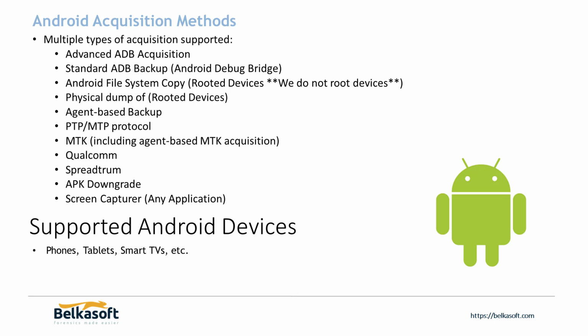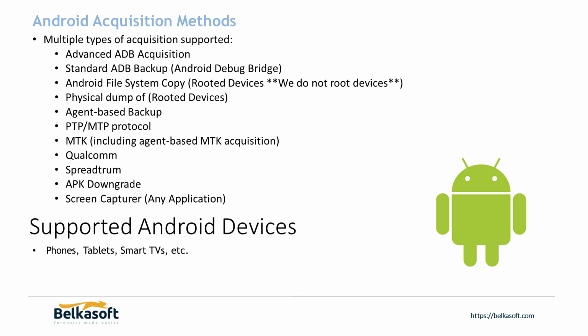APK downgrade, again, that's going to utilize ADB. But what that's going to do is downgrade an application that may no longer support backing up their users' data. So we can downgrade these applications to a time when you could actually pull that information with a backup. And upon completion of the acquisition, the application will be restored to its original version.